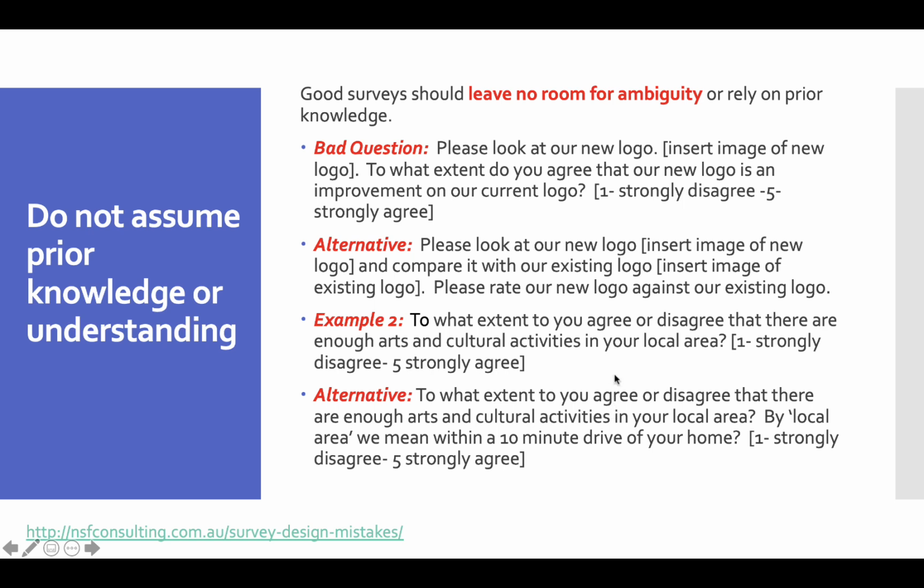Second example. To what extent do you agree or disagree that there are enough arts and culture activities in your area? Here again, how do I know what the arts and cultural areas are? You may want to put some examples down there. To what extent do you agree or disagree that there are enough arts and cultural activities in your local area? By local area, we mean a 10-minute drive from your home. So in this case, you need to be clear on what the local area is.